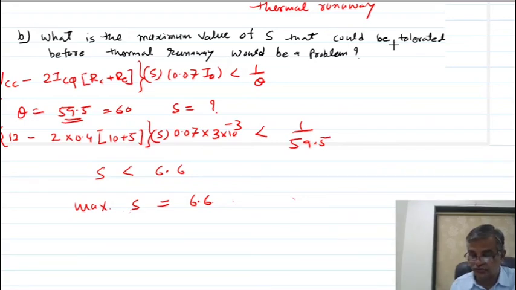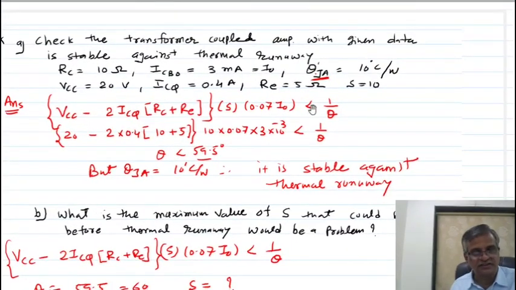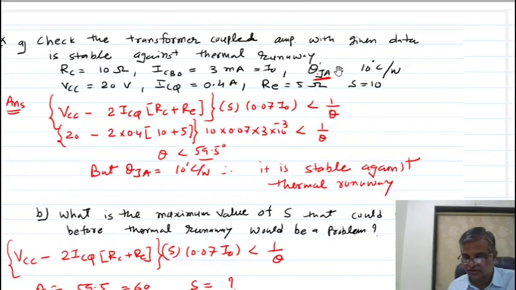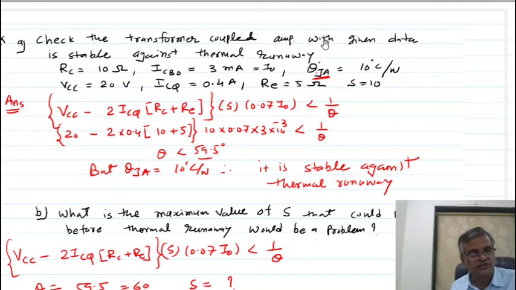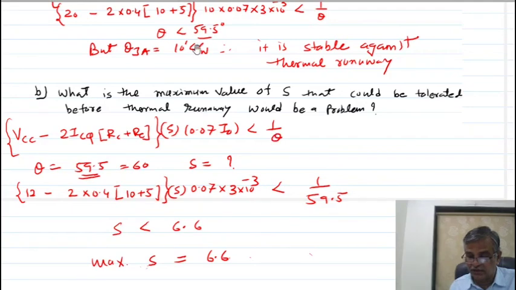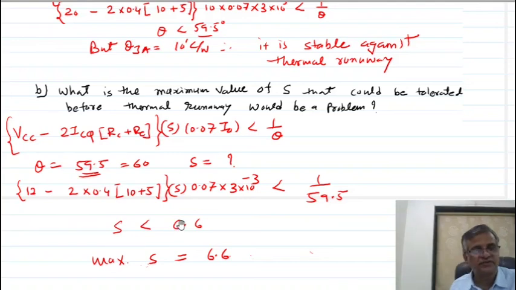So what should be the value tolerated? This value of the tolerance. I think you understand this problem. Look here what I did. You know this condition should be satisfied. By putting all the values, your theta should be less than this value. Whatever theta is given here, it should be less than this value. So it is less, so thermal runaway will not occur. Second, for a given value of S, what should be the maximum value of S? So maximum value of S is this one, not more than this. So I think you understand.